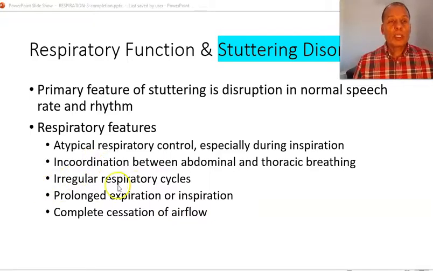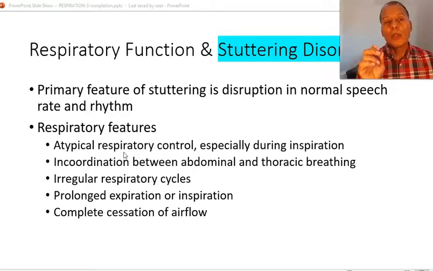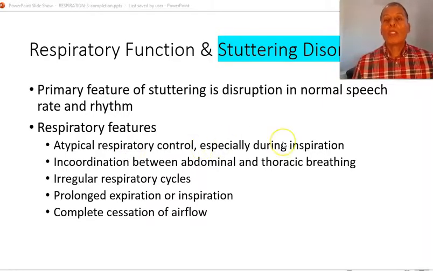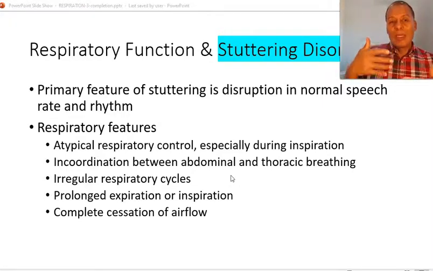Respiratory features include abnormal respiratory control, especially during inspiration, during inhalation. There's incoordination between abdominal muscular activity and thoracic muscular activity that will cause a problem because these need to work in sequence.